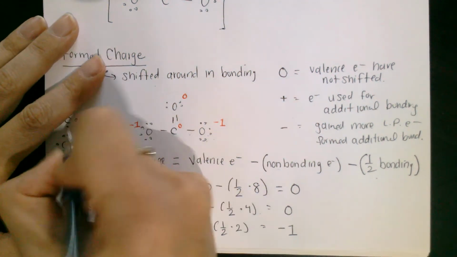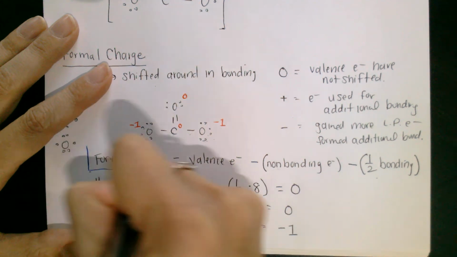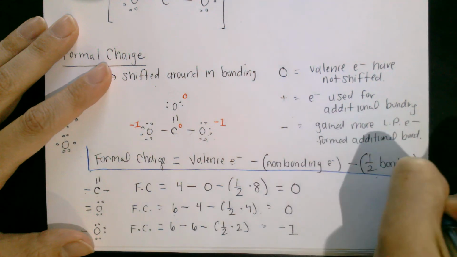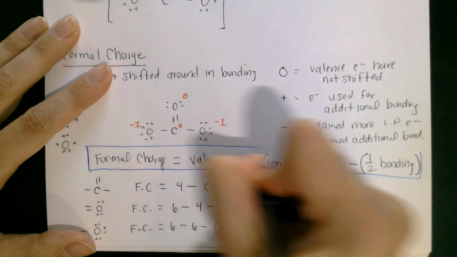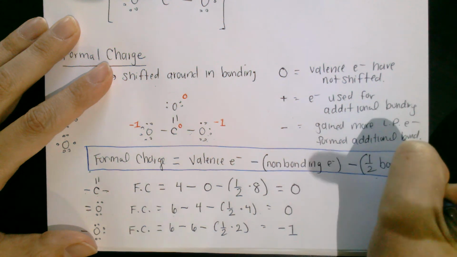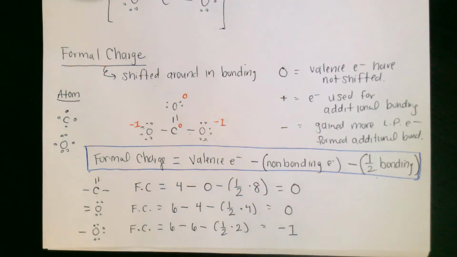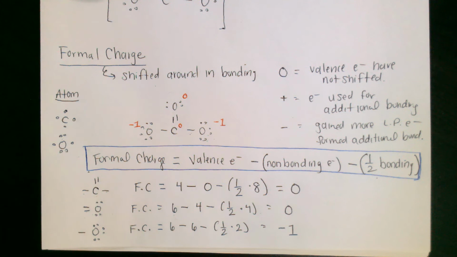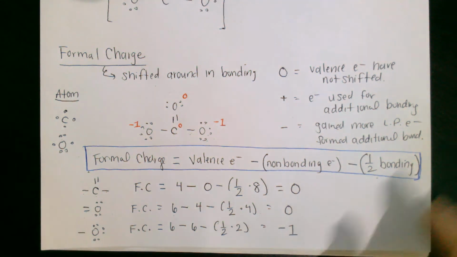So I'm going to put a nice box around this. This is what we use to calculate that formal charge. Again, it's just how electrons have been shifted around to make bonds, or, if you have one of those polyatomic ions and it's an anion, where did those extra electrons go? This is showing you where those went.